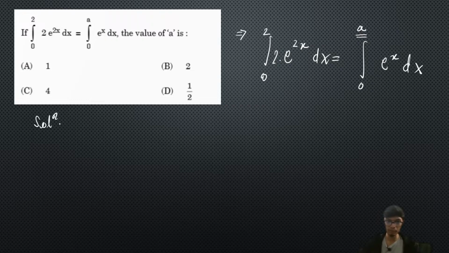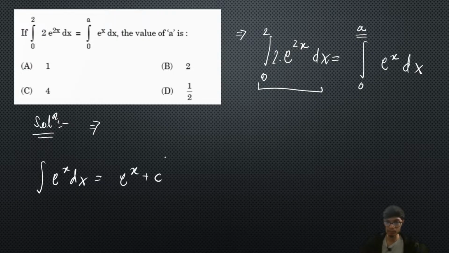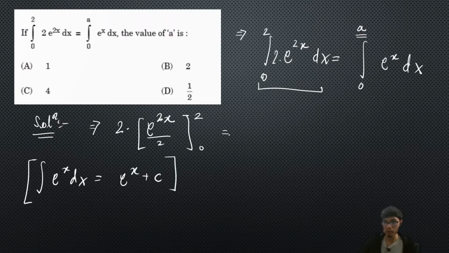So how are you going to solve this problem when it comes up? First of all, you will write the given equation, then try to solve the integral on both the sides. The integral of e to the power x dx is equal to e to the power x plus c. Using this formula, 2 is a constant, so it comes out of the integral. So it is 2 times e to the power 2x by 2 within the limit 0 to 2, and that is equal to e to the power x within the limit 0 to a.